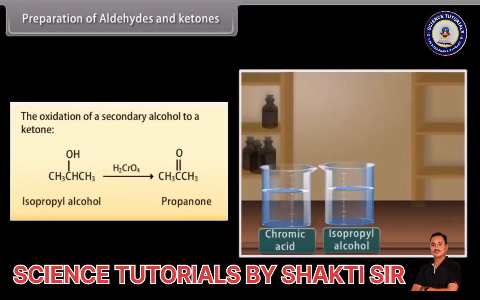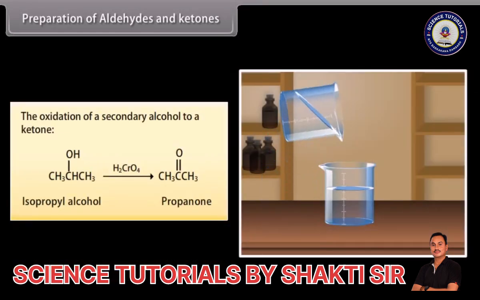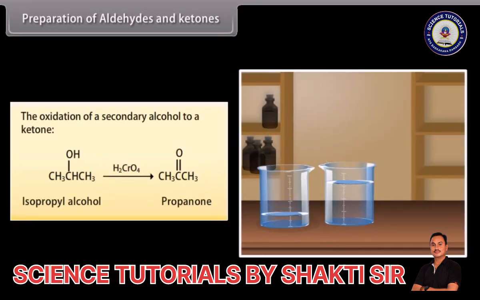The oxidation of a secondary alcohol to a ketone. On adding chromic acid to isopropyl alcohol, it forms propanone, which is a ketone.